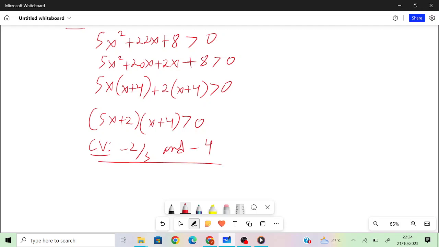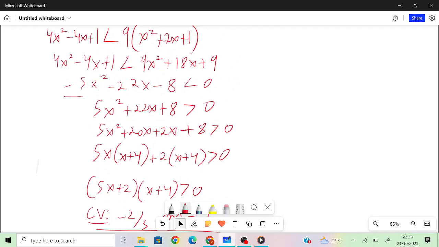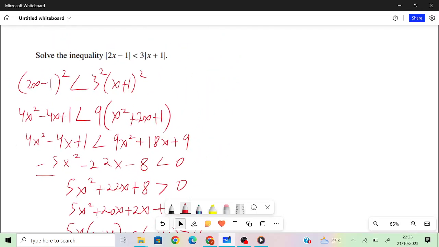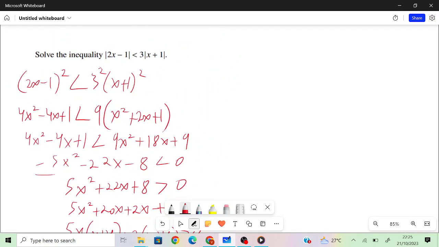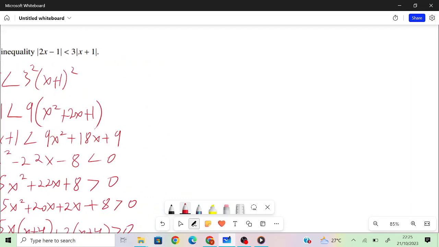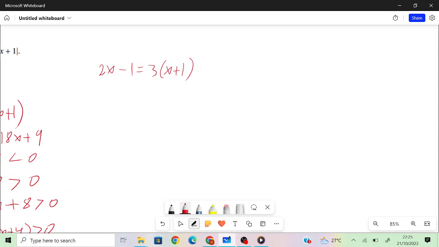Now I'm just going to leave it here for now. I don't want to write my final answer yet because I want to confirm it with the second method. So quickly, I could just say my two linear equations that I can derive. I'll have 2x minus 1 equal to 3 into x plus 1, and my other equation would be 2x minus 1 equal to minus of 3 into x plus 1.